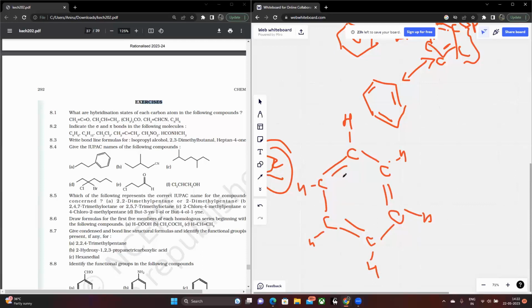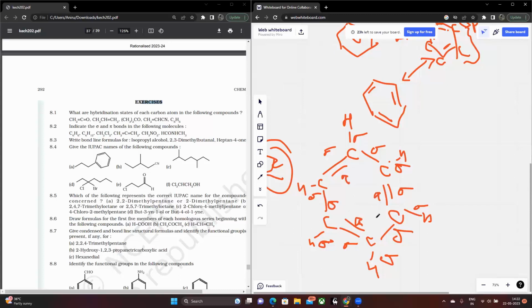Here you see that this is a pi bond, this is sigma, this is sigma, this is also sigma, this is also sigma. This is a sigma, this is a sigma, this is a sigma, this is a sigma, this is a sigma, this is a sigma, this is a sigma, and this is also a sigma.